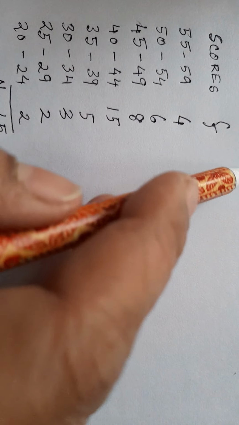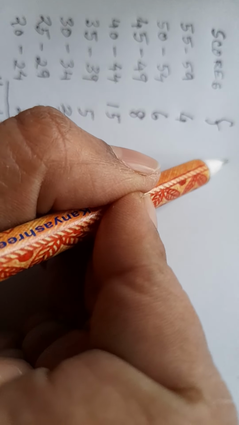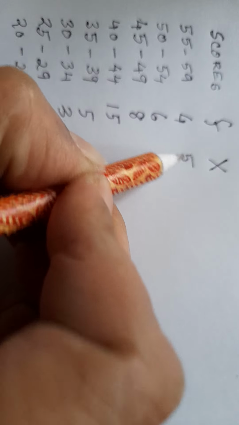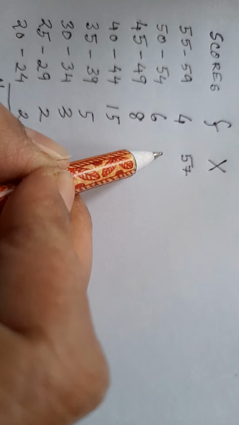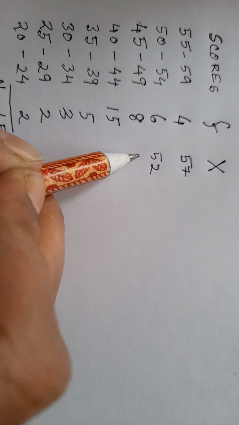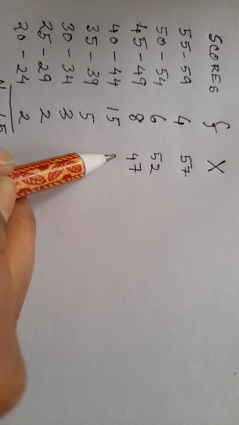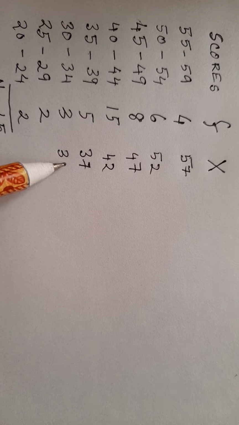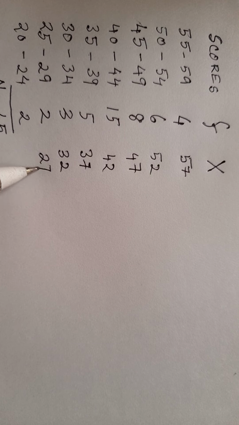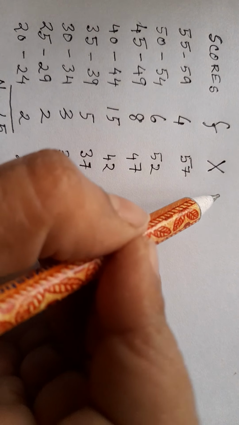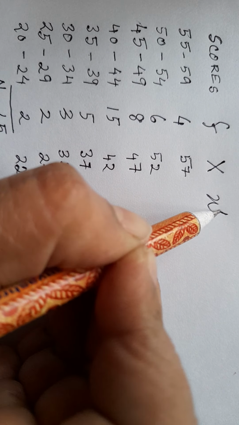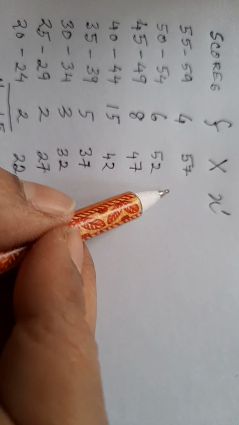Now the next column will be to write the midpoints. You have done this before. 57, 52, 47, 42, 37, 32, 27, 22. Now next, like the mean, you have to give the deviation of these scores.